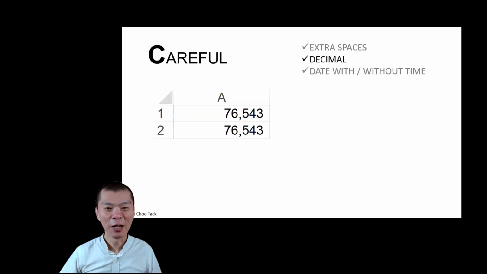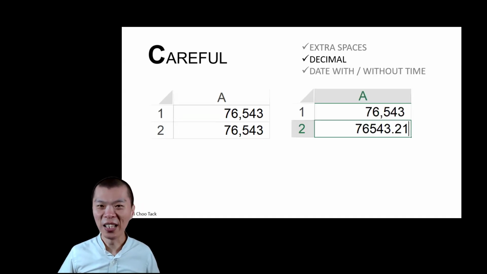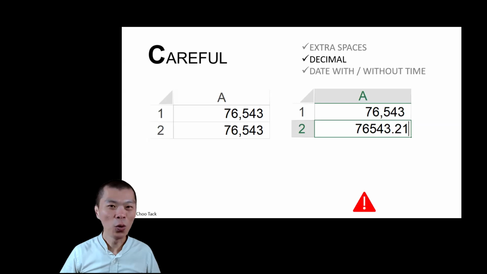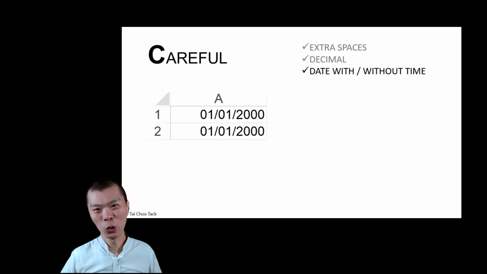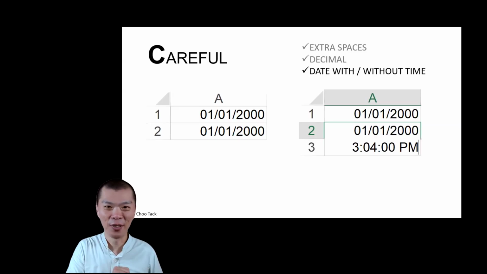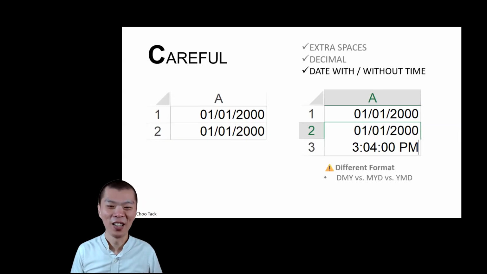Next, because of the formatting, the decimal doesn't show on the screen. You also want to be careful. And the third one is about the formatting as well, on the date time. Even though it doesn't show the time, they are different fundamentally. Date and time is a very interesting creature by itself because it has different types. It could be day, month, year, or month, day, year.